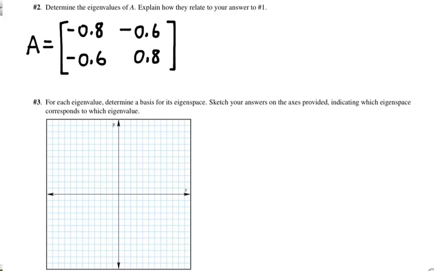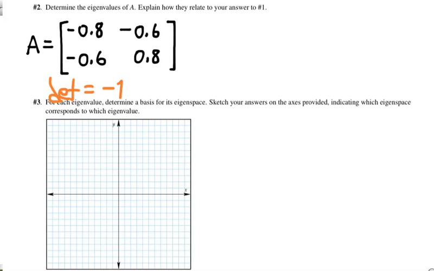So you're given this matrix: negative 0.8, negative 0.6, negative 0.6, 0.8. First of all, I asked you what the determinant was, and you said the determinant of this matrix was negative 1. And so that's just an observation to hang on to as you go forward.